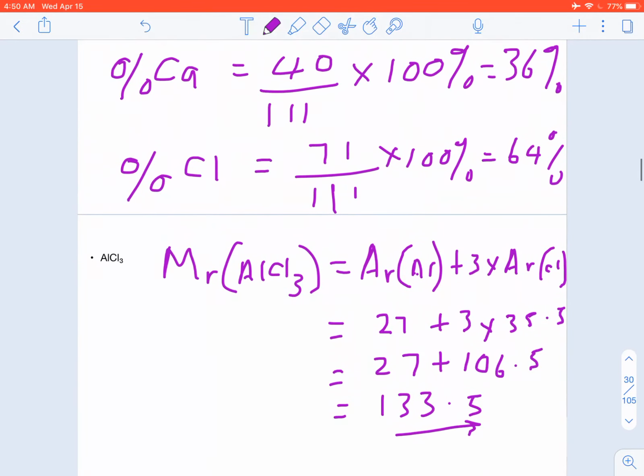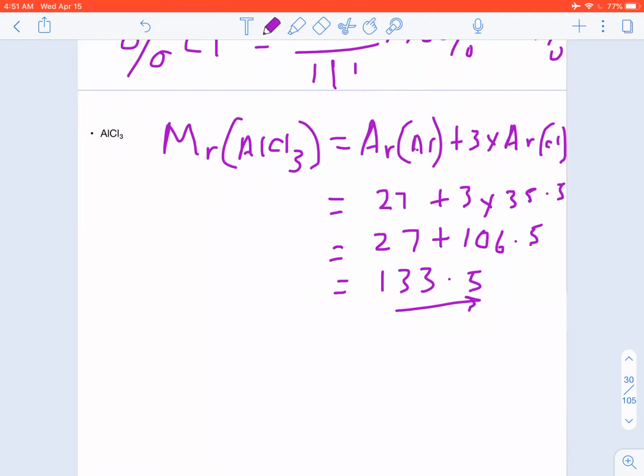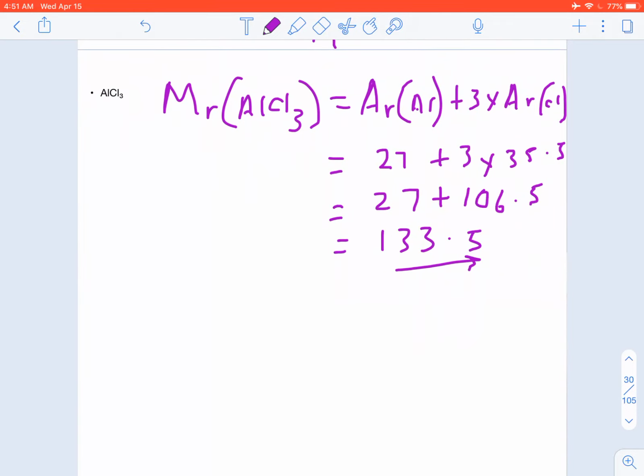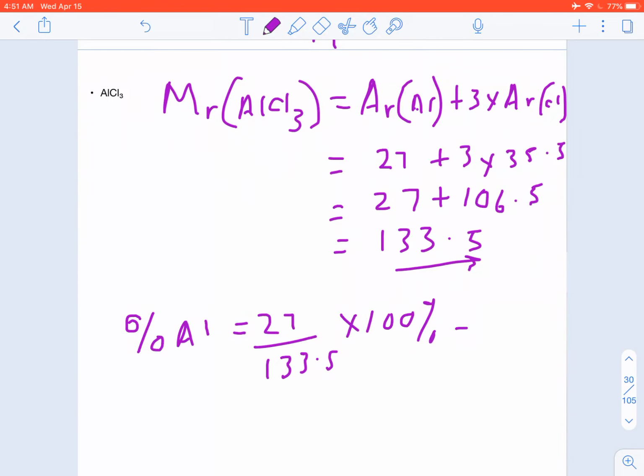Alright, so if you want the elemental composition, now that we know the relative formula mass of AlCl3 is 133.5, we can now work it out. So the percentage of aluminium would be equal to 27 upon 133.5 times 100, and that gives us 20.2%.